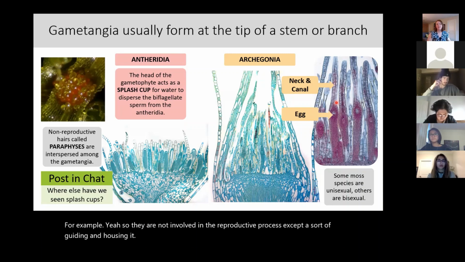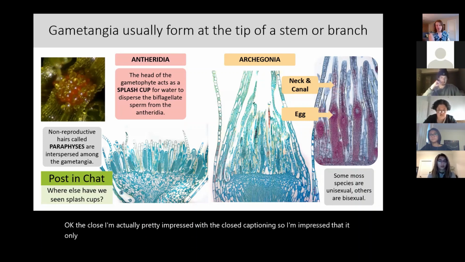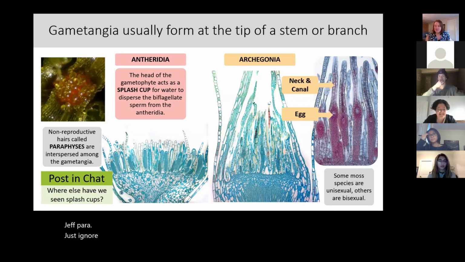Okay. Oh, the closed captioning. Well, I'm actually pretty impressed with the closed captioning. I'm impressed that it only got paraphysis wrong. Anyway, okay, we'll just ignore that. Singular of paraphyses. So I think it's paraphysis. Yes, I think it's a paraphysis.